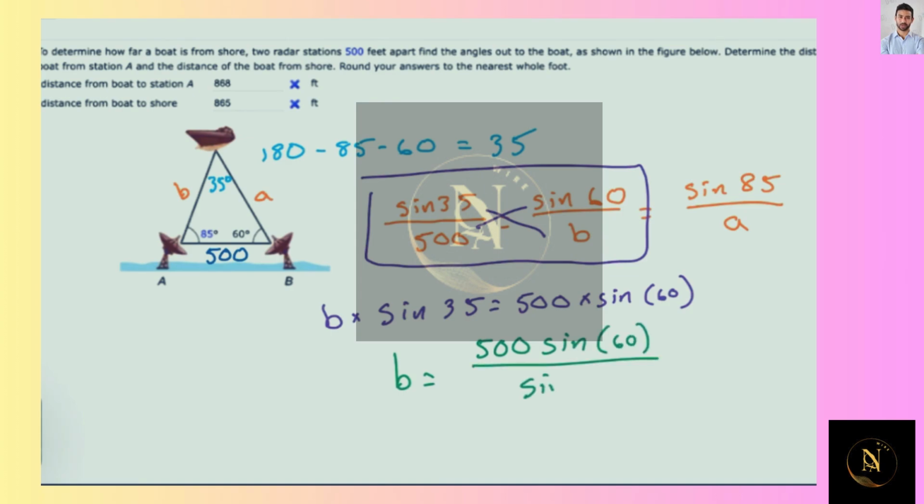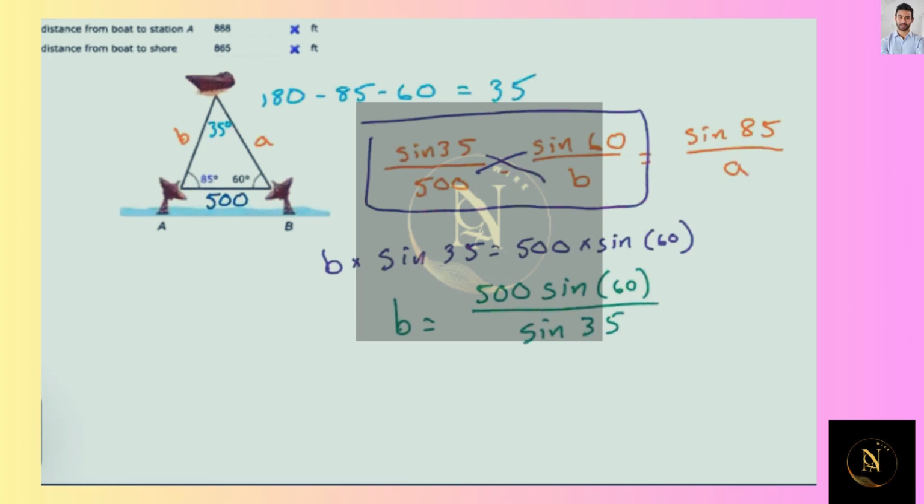I am measuring in degrees, so if you're following along, it's important that your calculator is in degree mode. So I'll have 500 times sine of 60, and I want to divide that by sine 35, and that gives me 754.93. So that's my B.